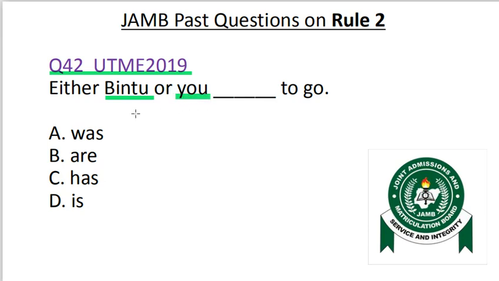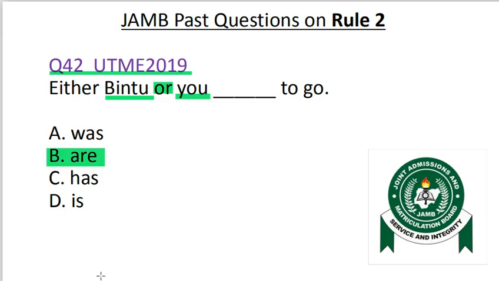Now we have Ben Tu, you, joined together by either or. In this case, we are going to look at the subject that is closer to the verb. And which one is closer to the verb? You. Now, which verb agrees with you? That is option B. Either Ben Tu or you are to go.